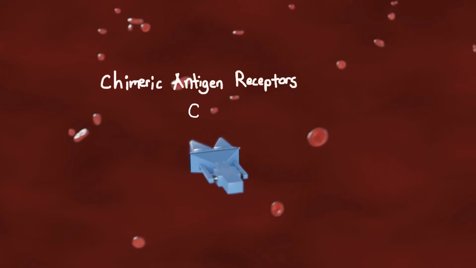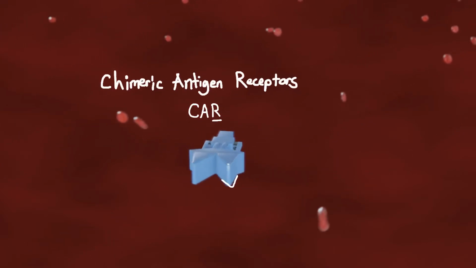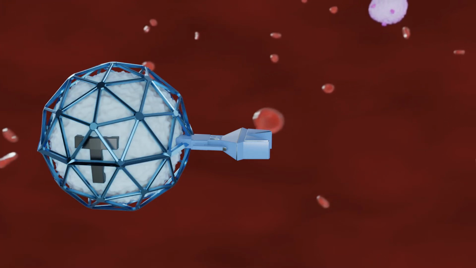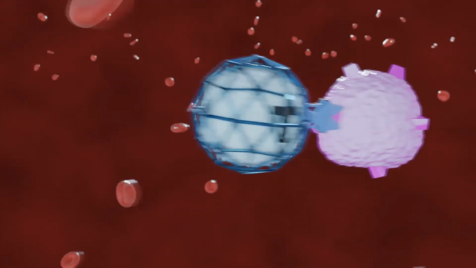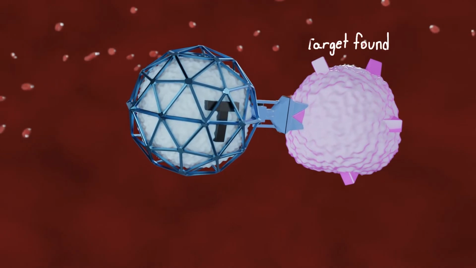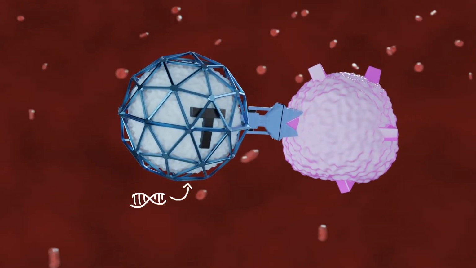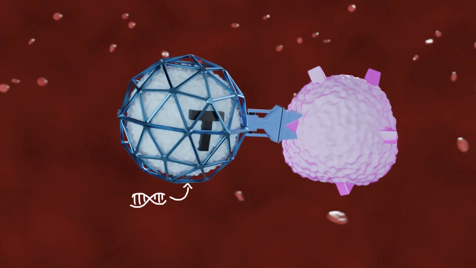This is where the chimeric antigen receptors, or CAR, comes in. CAR T cells have a modified antigen receptor that is able to identify and latch onto cancer cells that have a matching antigen. These modified antigen receptors are created by modifying the genetic code of the T cell itself.